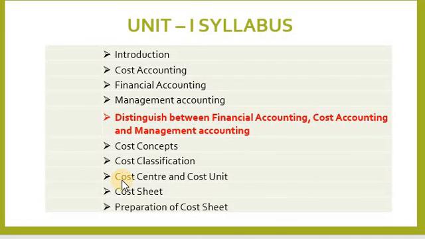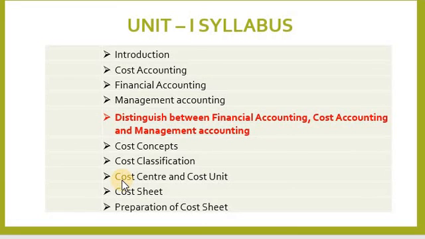Financial accounting mainly depends on the preparation and presentation of financial statements and reports. Management accounting, based on cost accounting information and financial accounting information, will take decisions and formulate policies. Those are the main important themes of the three accounting branches: cost accounting, financial accounting, and management accounting.